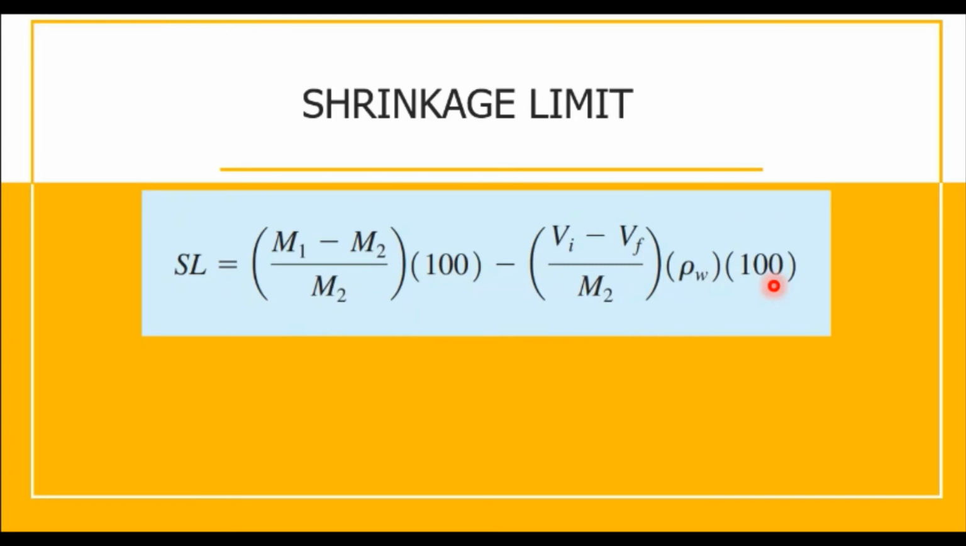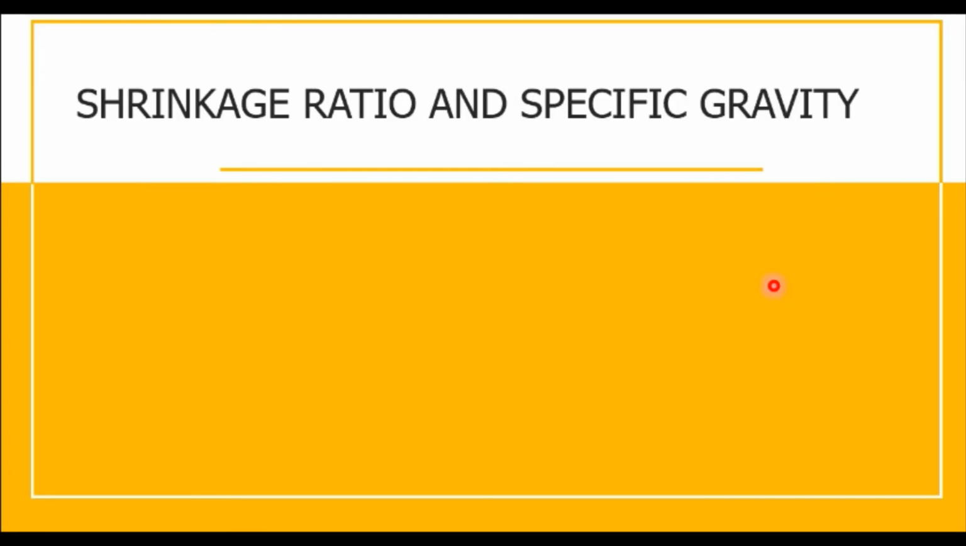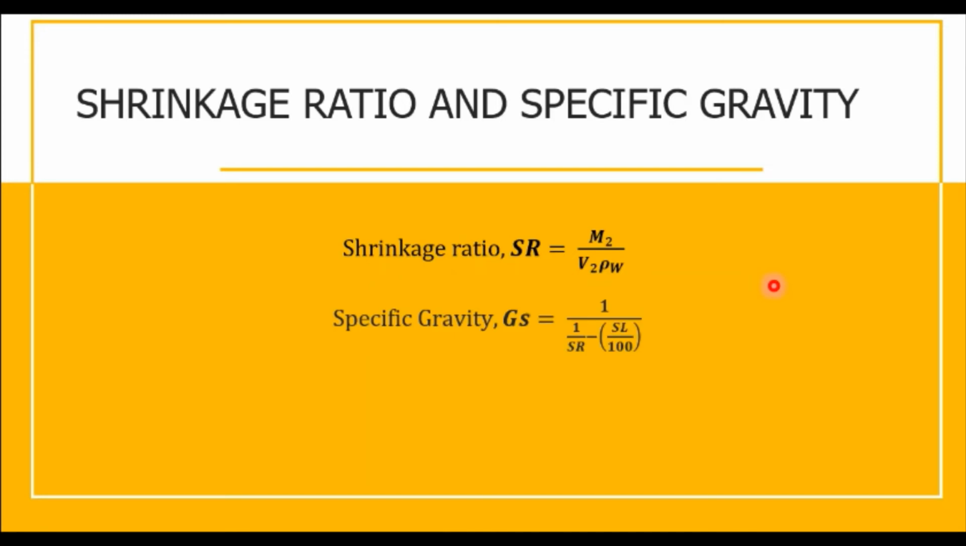And then, we also have shrinkage ratio. So, shrinkage ratio and specific gravity can be solved with this formula. SR is equal to M2 over V2 times the density of water, and specific gravity is equal to 1 over (1/SR minus SL over 100). So, this is in percent.